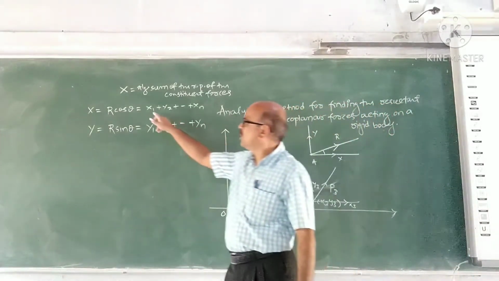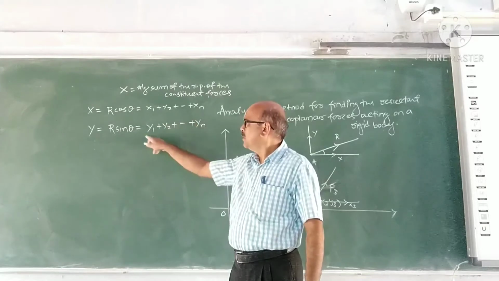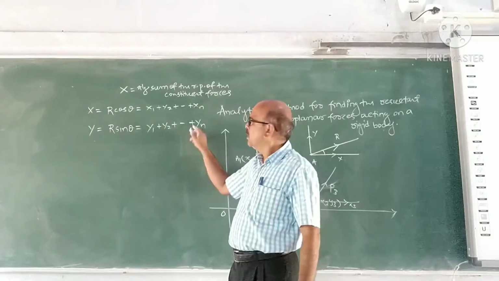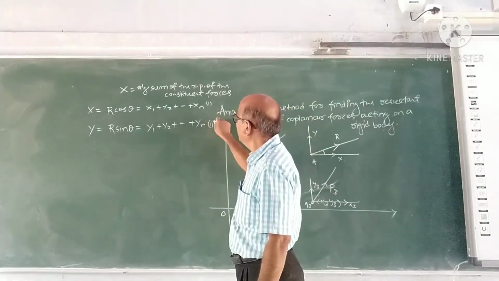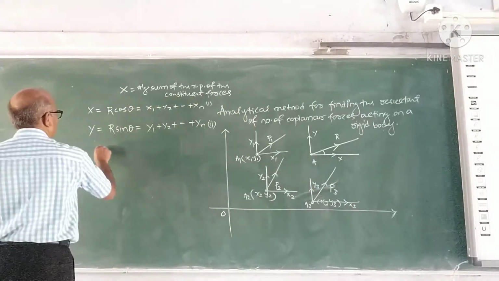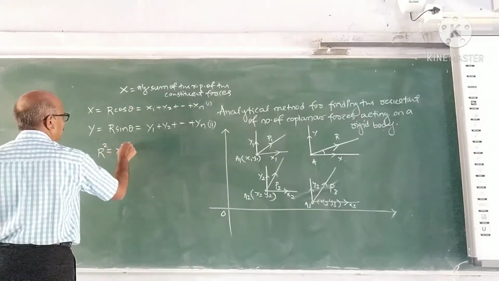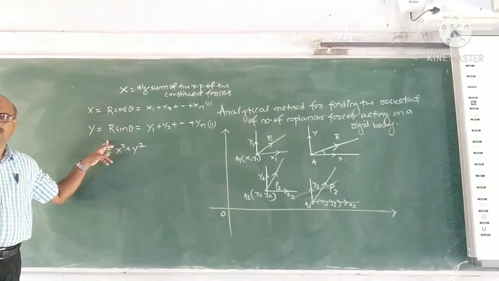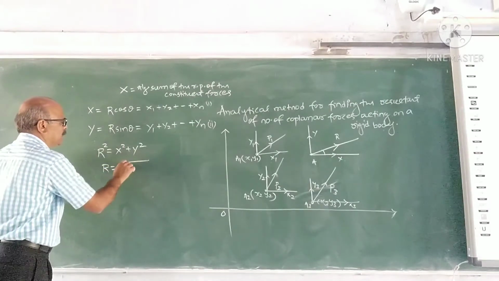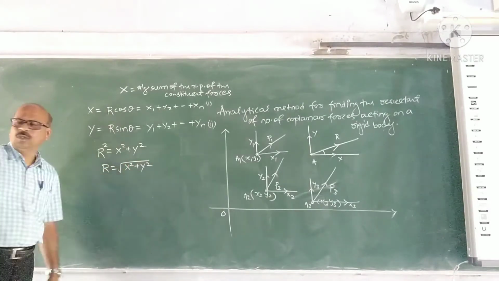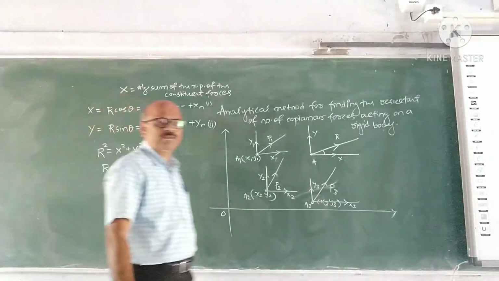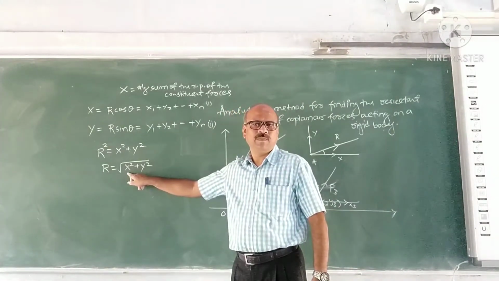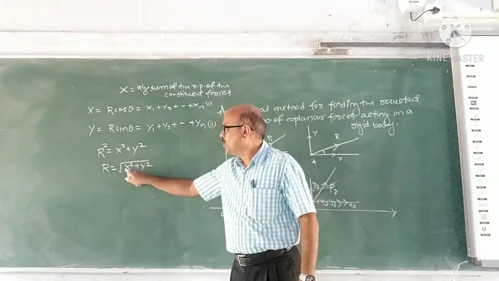Now here I take this as x1, x2, xn. What are the resolved parts perpendicular to x-axis? y1, y2, yn. How to get R here? Squaring and adding, R square is X square plus Y square. So what is R? R means we take the positive root because it is magnitude. R is root of X square plus Y square. This gives the magnitude of the resultant.